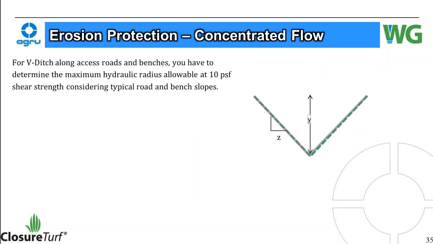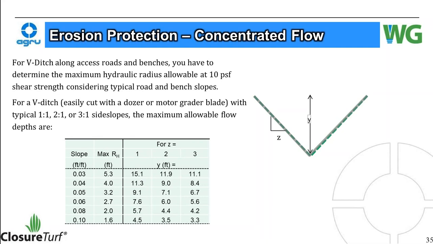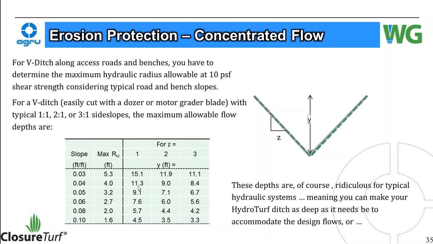For V-ditches along access roads and benches, you've got to determine the maximum hydraulic radius allowed at a 10 pounds per square foot shear strength. So for typical V-ditches, 1-to-1, 2-to-1, 3-to-1, here are the maximum allowable flow depths. As you can see here, these flow depths are basically ridiculous. You're never going to get a V-ditch that deep on a bench side slope. So you can make these ditches as deep as they need to be for your design flows.